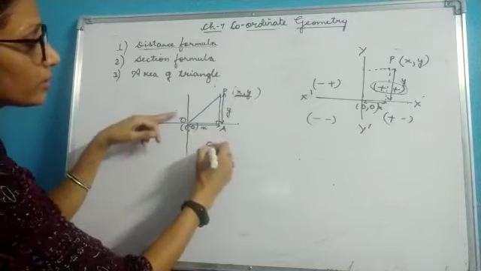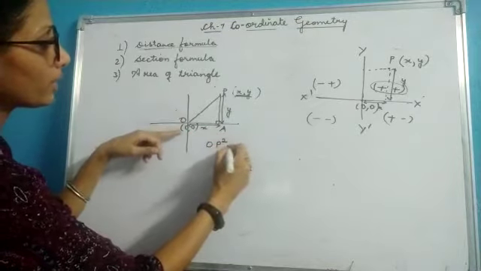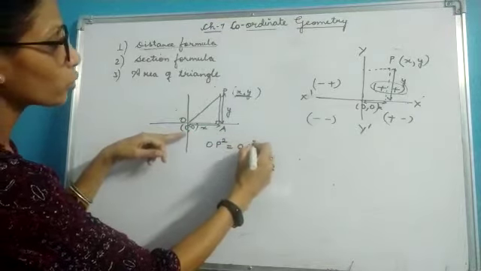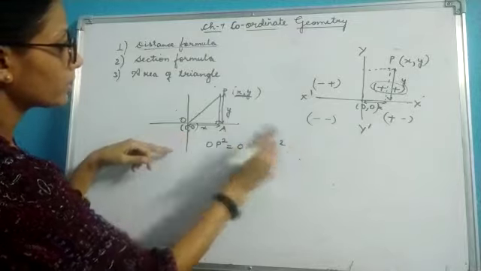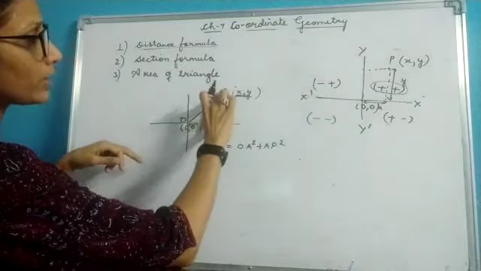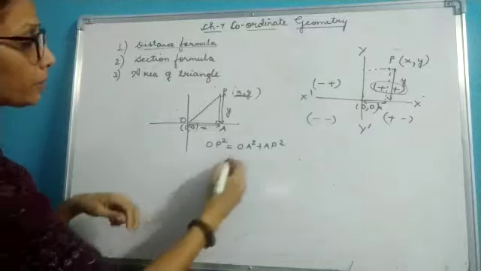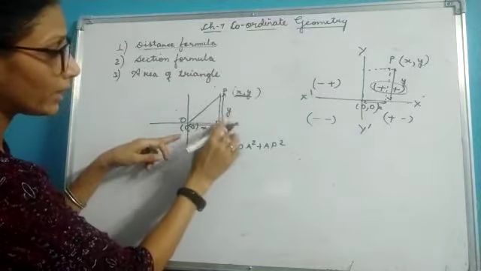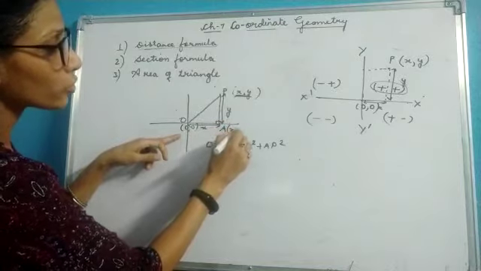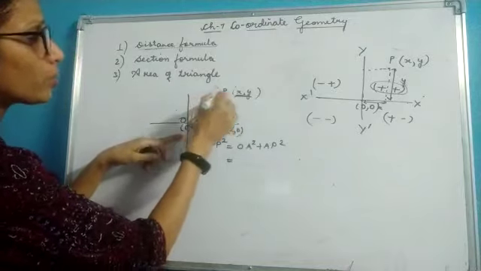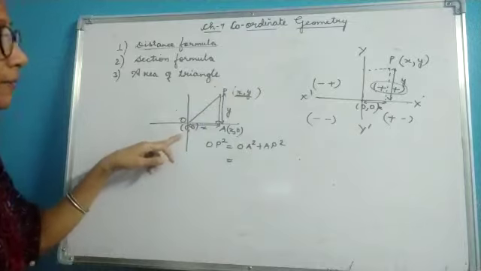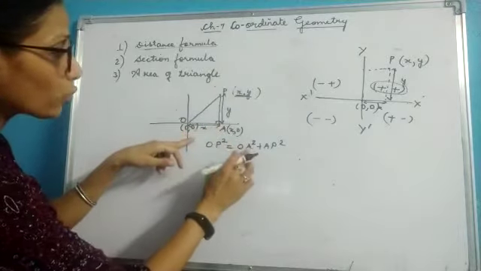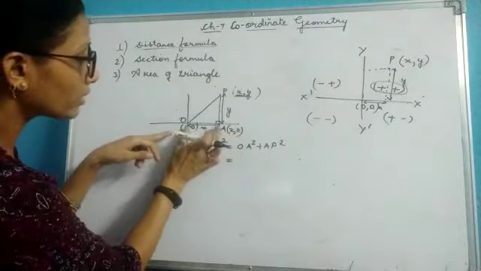By Pythagoras theorem you can write OP square is equal to OA square plus AP square. Simply I can write OA square plus AP square equal to OP square. Now what is this OA? This point which is on the x axis is (x, 0), and this is the point which is having (x, y). Okay, so OA square means you have to find out this distance.